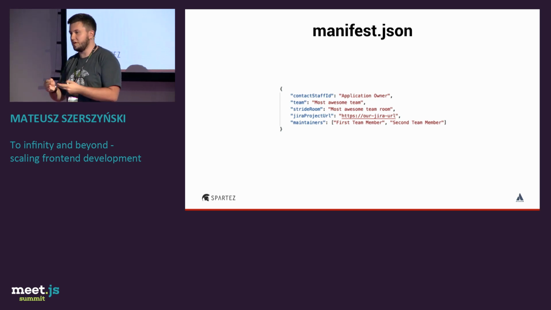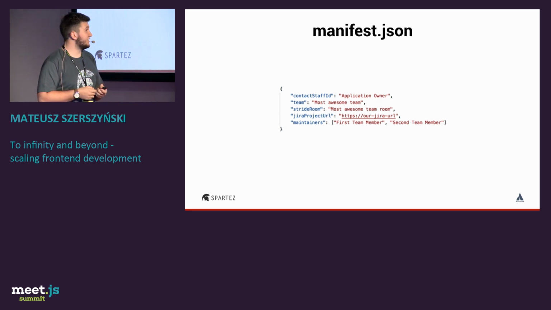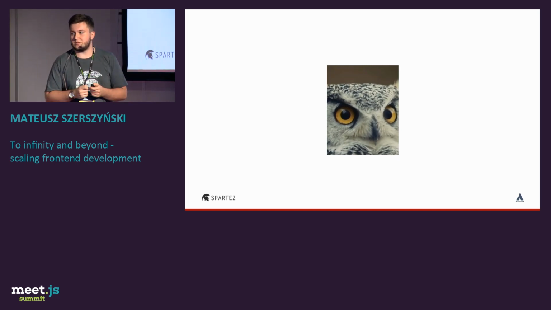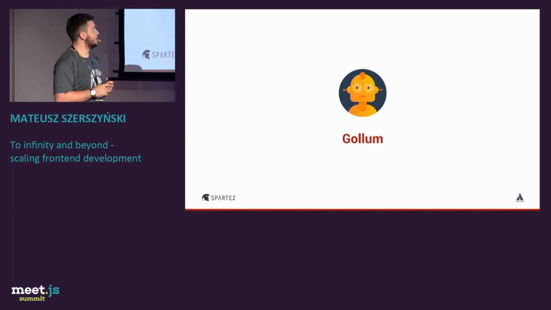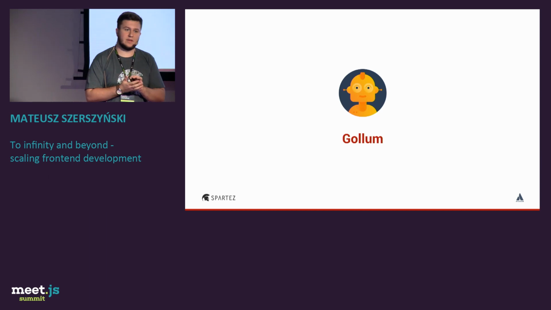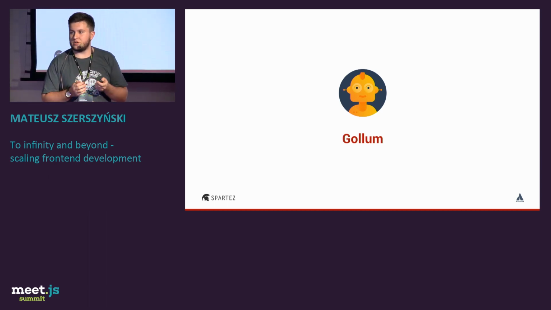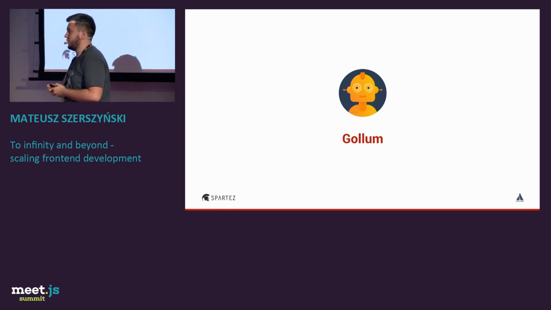You need to go to each manifest.json file, check who is the owner, pick someone, add to the PR, which still does not scale, especially if you want to introduce something which is used everywhere. So we created a robot, and this one has a name, it's called Golem. Why is it Golem? Because it treats the application as your precious, and it would not allow other people to change your precious code.